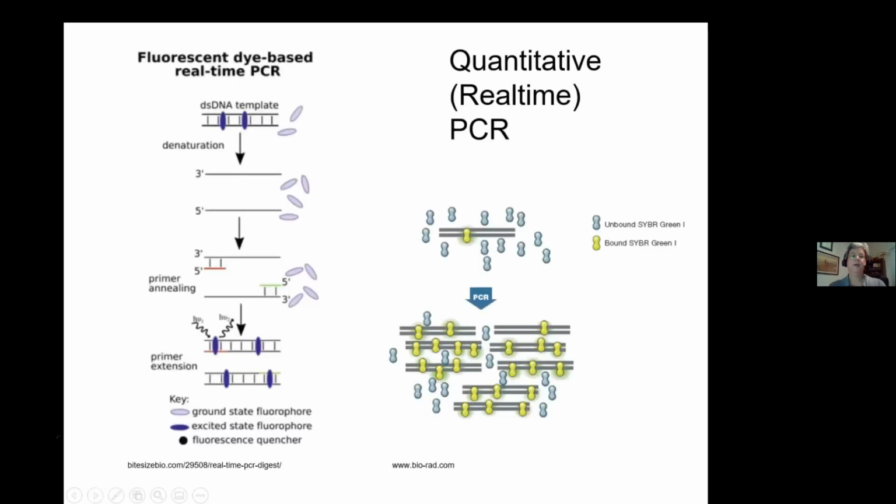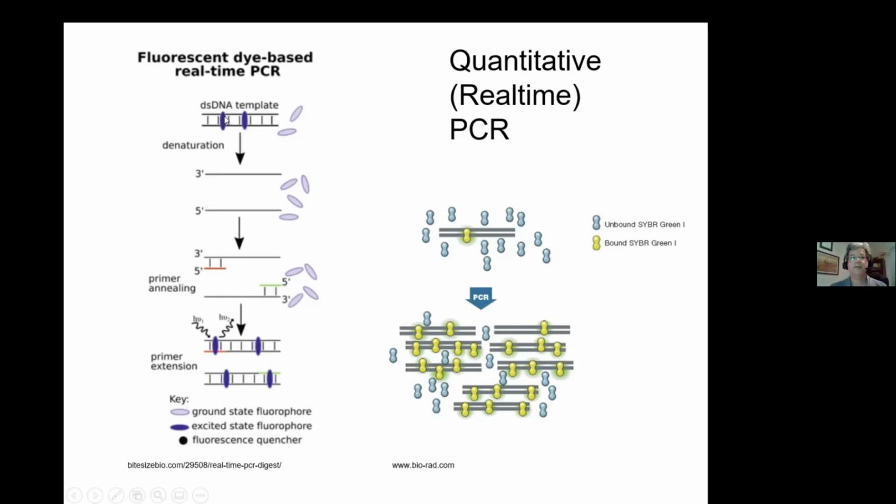But there's another way of looking at this. So people started to say, well, I want to know what's there right now. I want to look at this amplification of DNA in real time as it's happening. And so the modification to the technique is they've added in a molecule that fluoresces, so it lights up when it is sort of meshed into the DNA double helix, right?